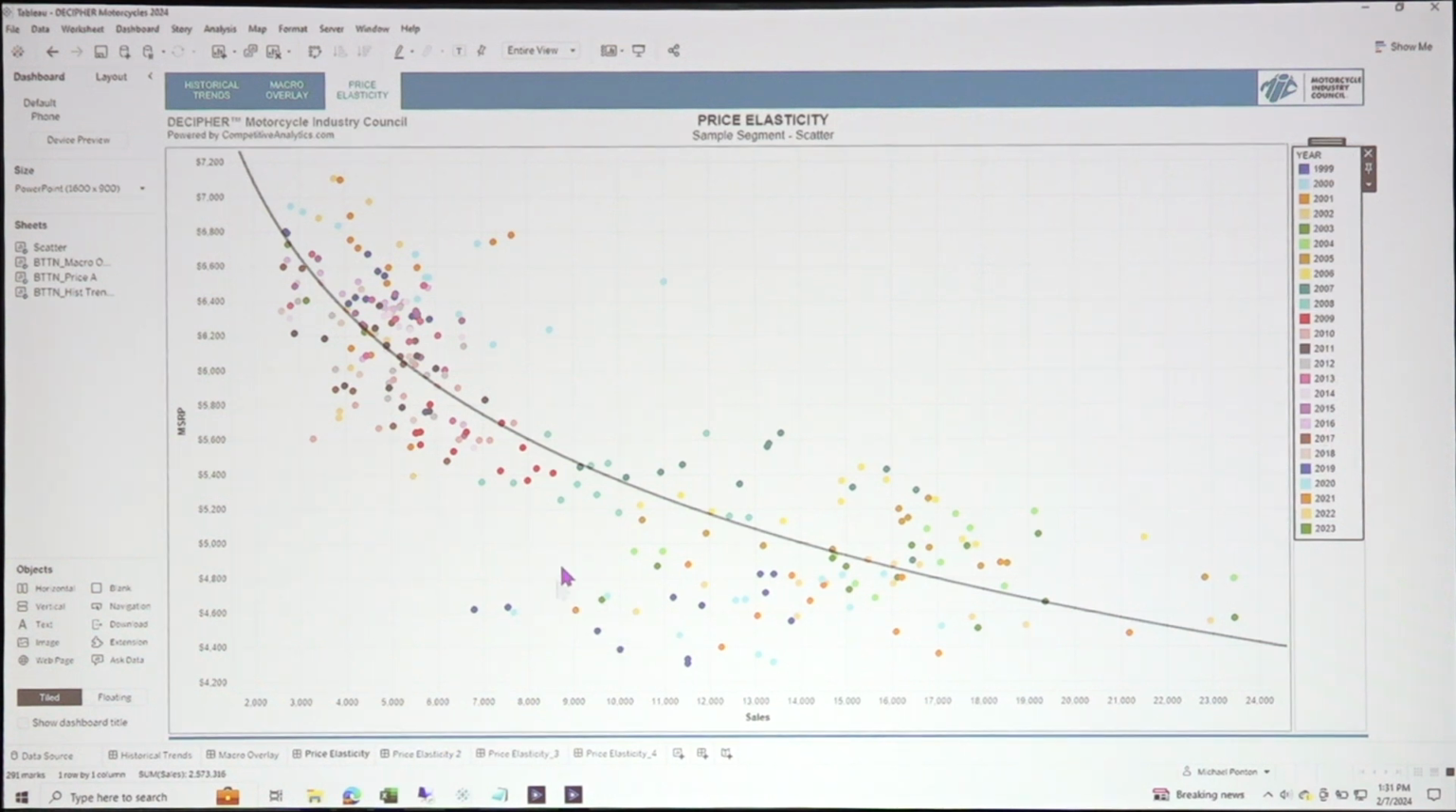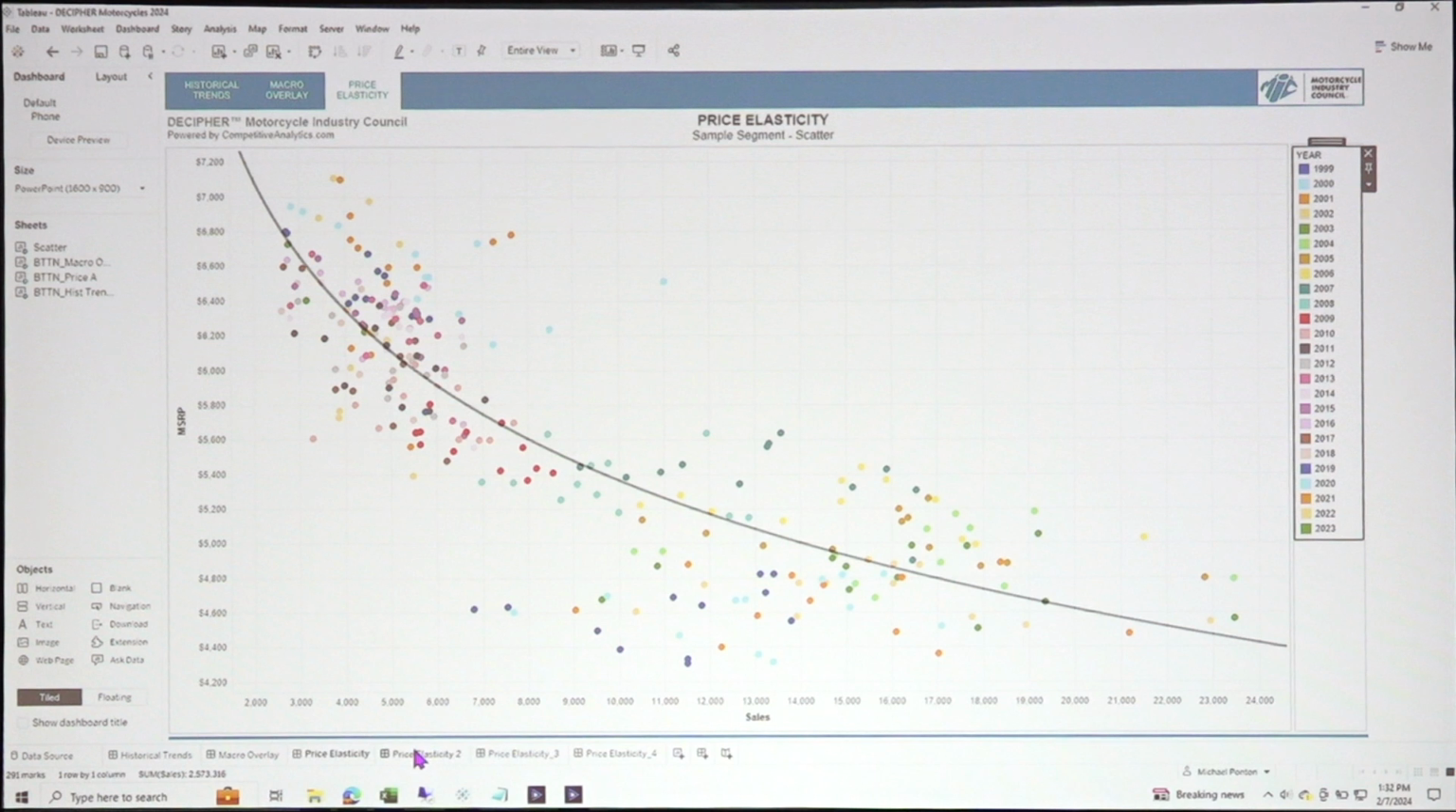So again, with price elasticity, what does this line tell me? How can I extrapolate the function of this line? So this is a logarithmic line, whatever that means, right? There's the equation. Now what do I do with this? How do I get my price elasticity for, say, my side-by-sides? If I raise my price by 5%, what's going to happen to my sales? How do I get that?